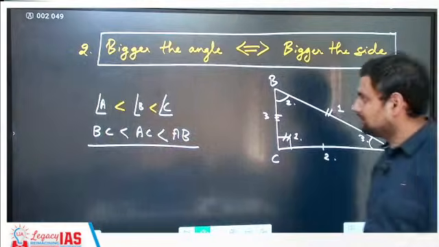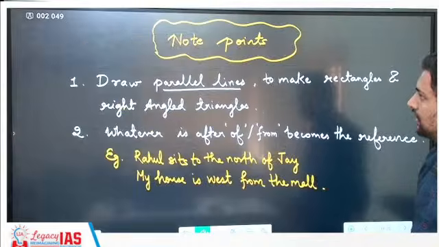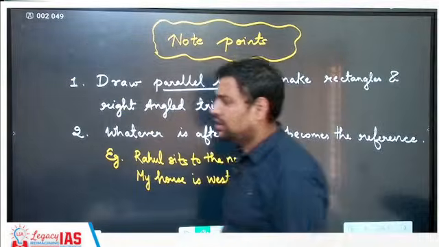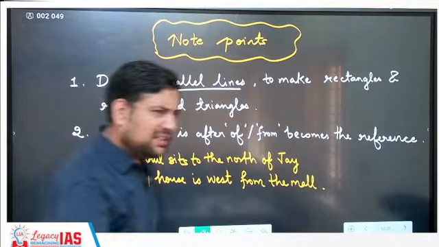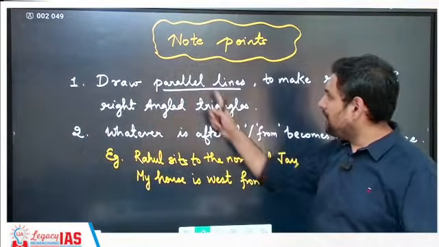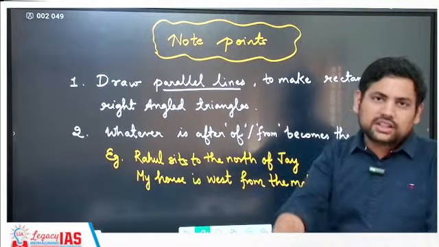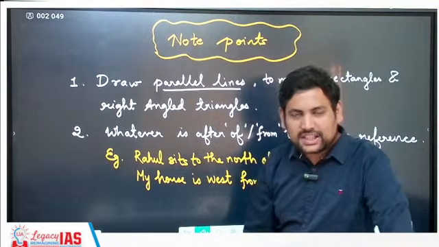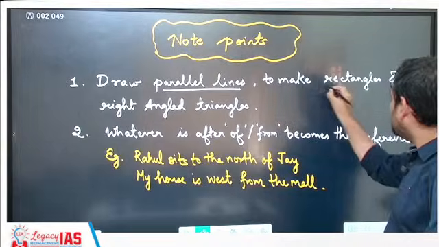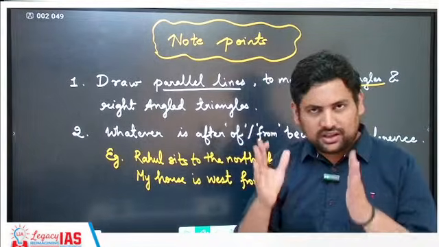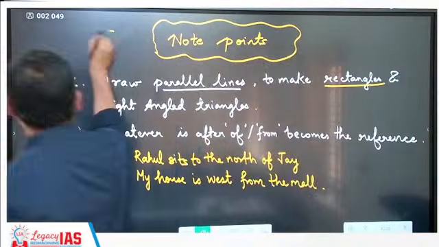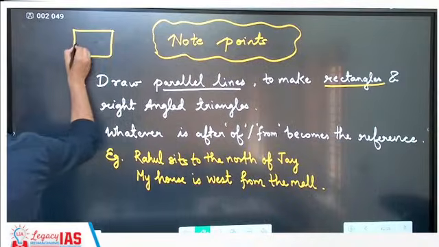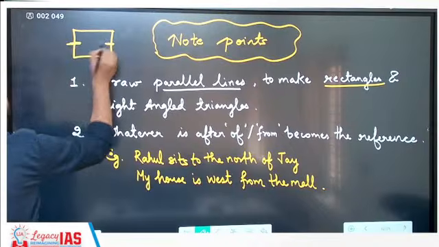Now these are some very basic points that will help you in drawing diagrams. First, we always try to draw parallel lines. We want two things in life, only two things: either it becomes a rectangle or a parallelogram. So we want to make rectangles. Why? Because if I somehow form a rectangle, then if I know this side, I know this side also. Why?